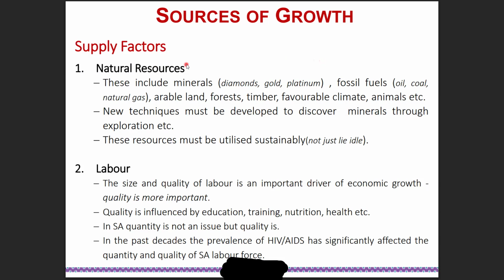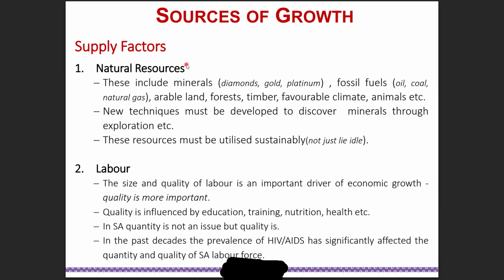So with the natural resources, they're saying that these include minerals, such as diamond and etc. So new techniques must be developed to discover minerals through exploitation. These resources must be utilized sustainably. So basically here they're saying that with the natural resources that we have, we should use them effectively to increase the production of goods and services. So South Africa is very good with natural resources such as they've named them here. So let us utilize the resources that we have effectively and efficiently to do what? To increase our production, right?